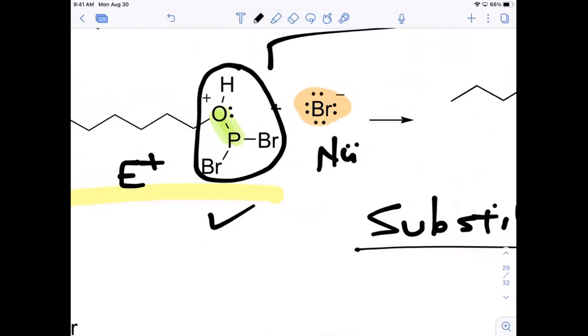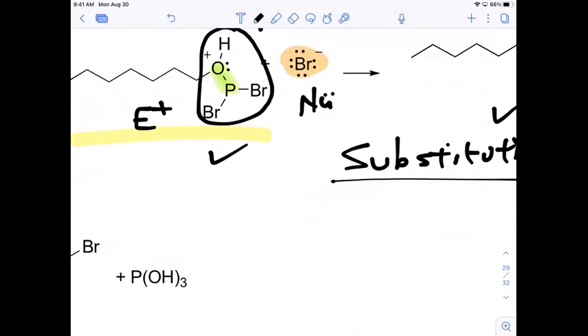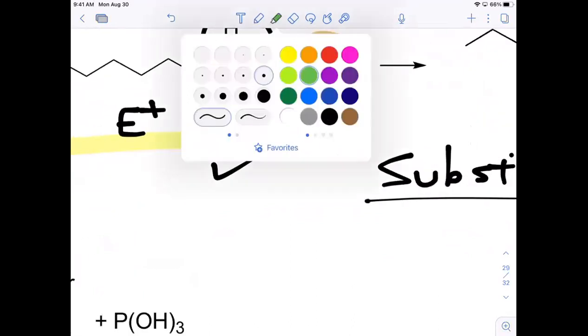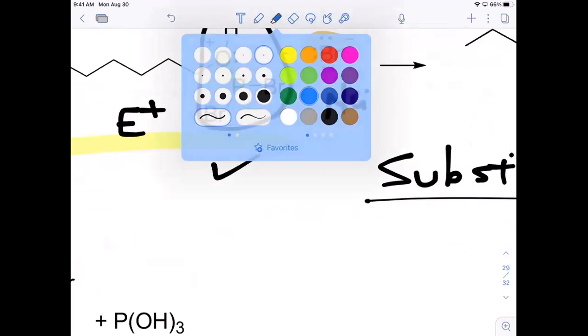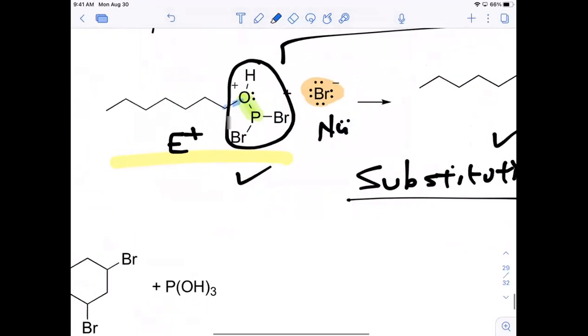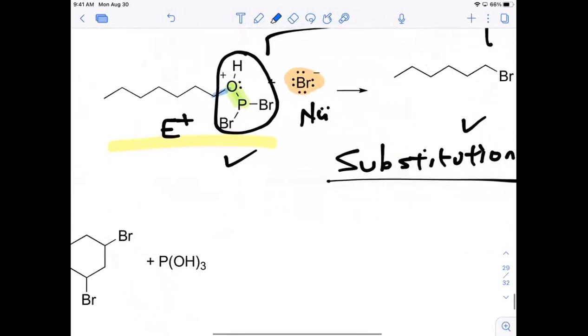Right, that whole group is going to leave. So this bond, this CO bond right here, I'm cleaving that. I'm breaking that. Right, that's the bond I'm breaking. And the way I'm going to break it is to attack that carbon with bromine.